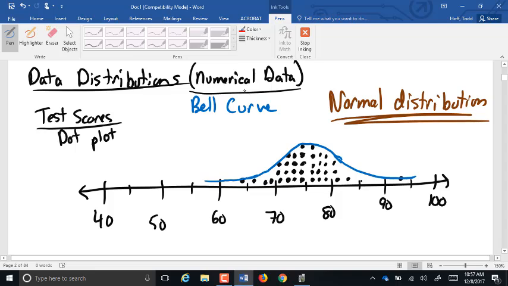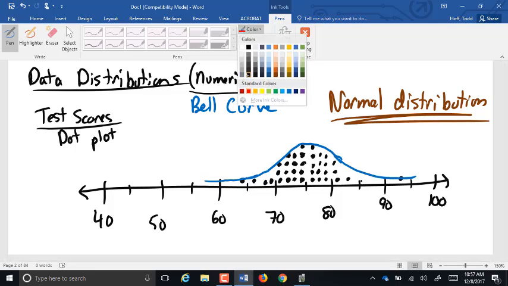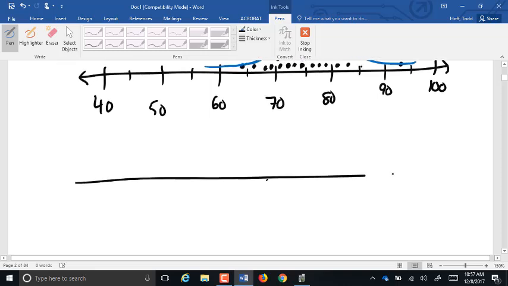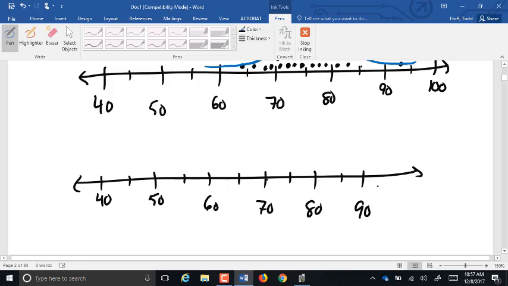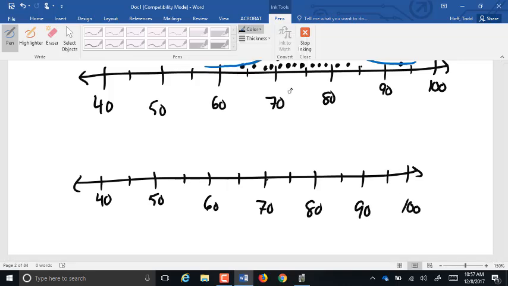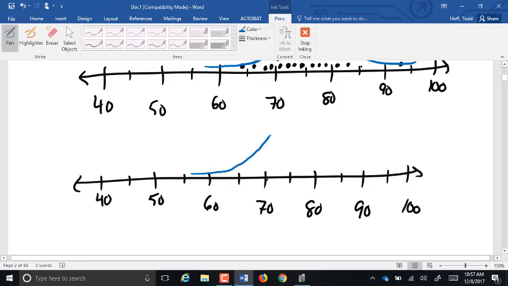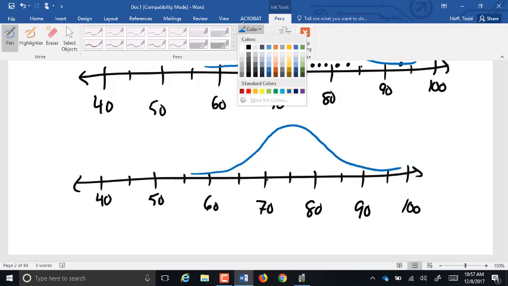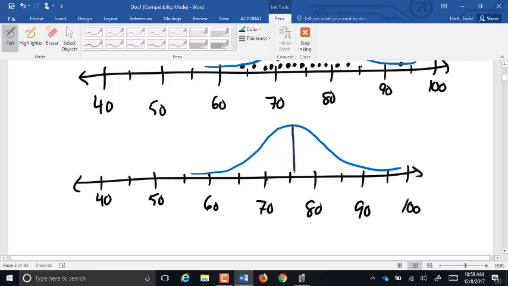Well, that bell curve can be described in a couple of different ways. So I'm going to remove the dots and still have a number line here. So let's say for one class, their bell curve looks like this. Well, how would we describe that curve? Well, we would say the center of that curve appears to be at about 76, right? That's the highest point of the curve and the center of the curve.